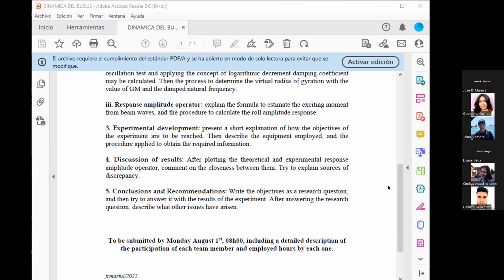Okay? We had, or I proposed, a research question. You have answered that with this experiment. But when you did this experiment, trying to answer this question, new questions must have arisen. Those are the recommendations that I need to see.